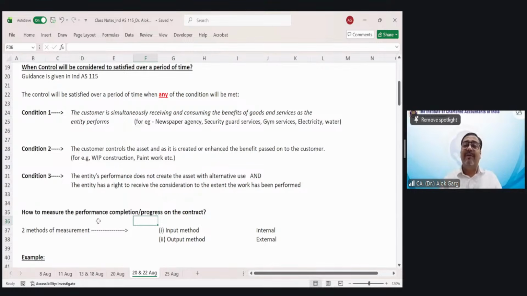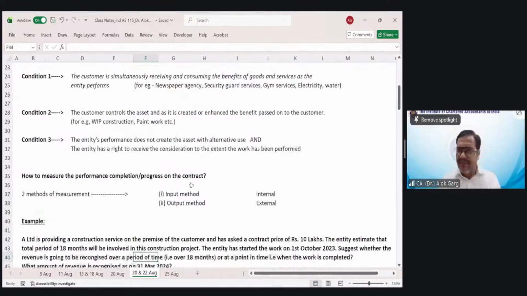What is meant by output method? We are not able to ascertain the percentage of completion by the cost. So what will we do? We will contact an engineer, a surveyor. He will come and assess how much work has been completed, and accordingly he will tell you 30% work has been completed. So what you will do? You will recognize a revenue of 30% and the cost of 30%. This is how your P&L will be balanced and go by the revenue and cost matching principle.